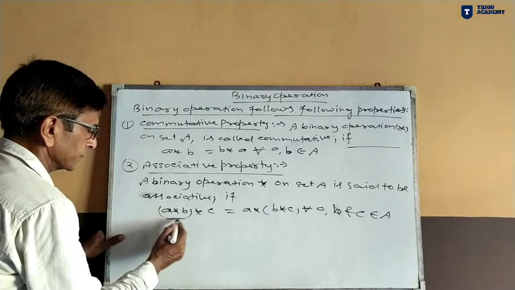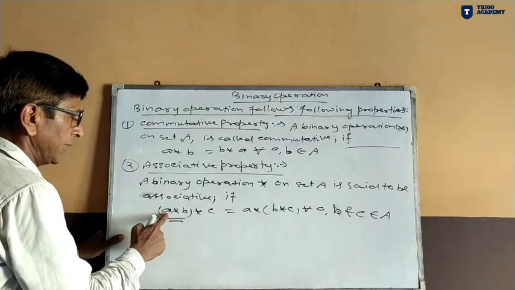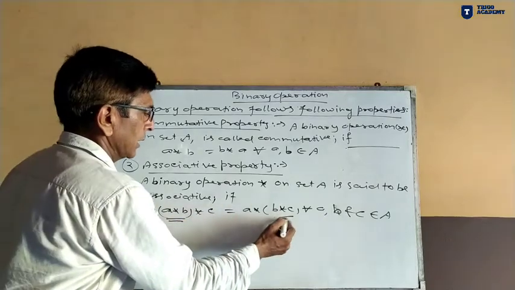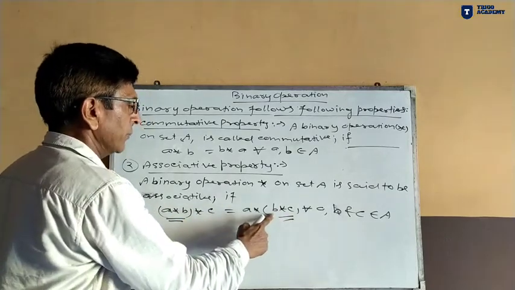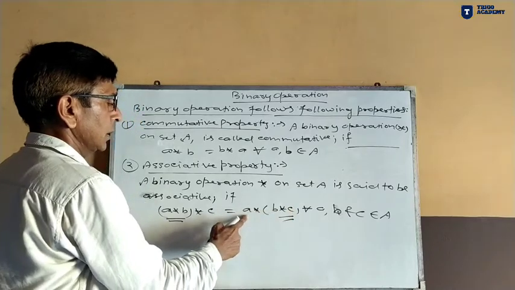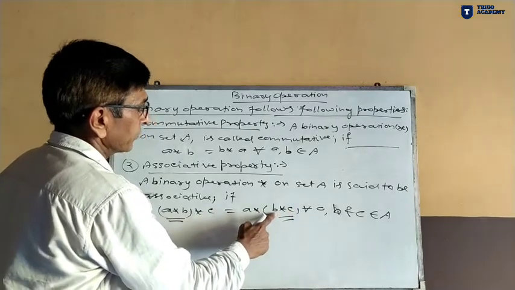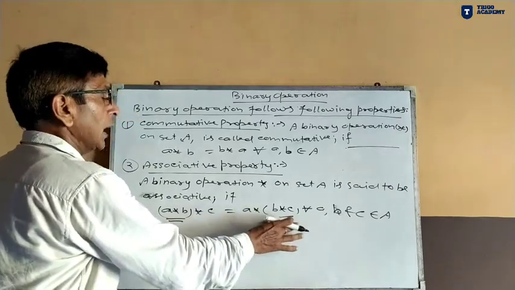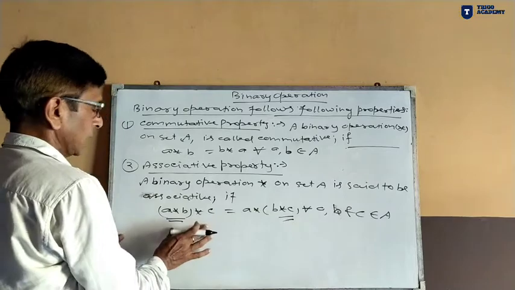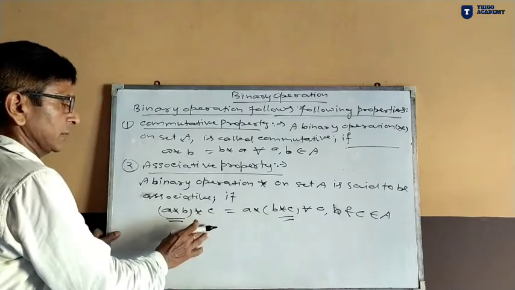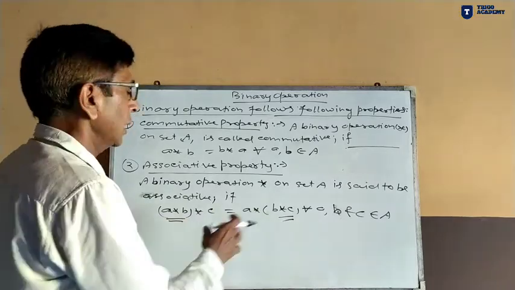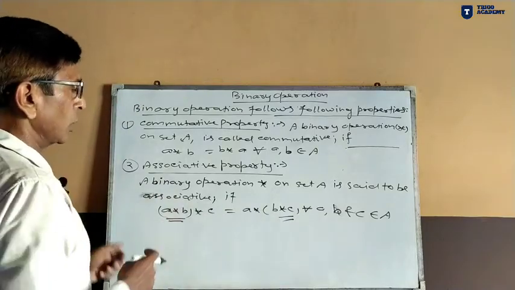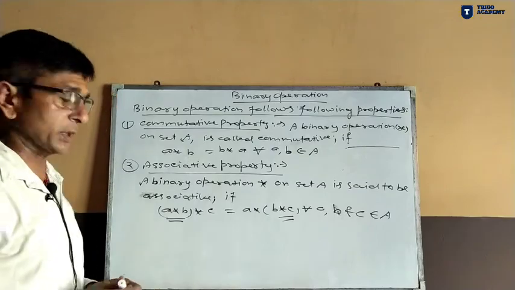In this case, on one side first we find A star B, after that star C, and on this side first we find B star C, after that A star it. After we simplify these conditions, we get left side and right side equal. So then we will say this binary operation is said to be associative.